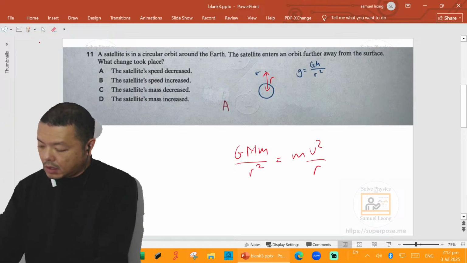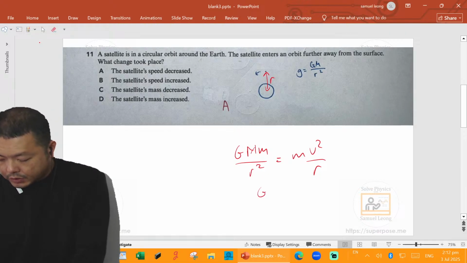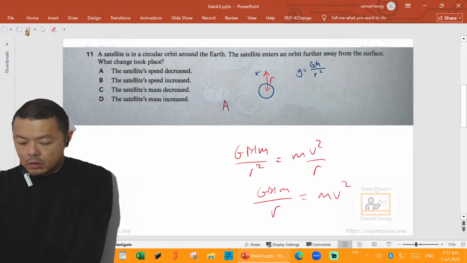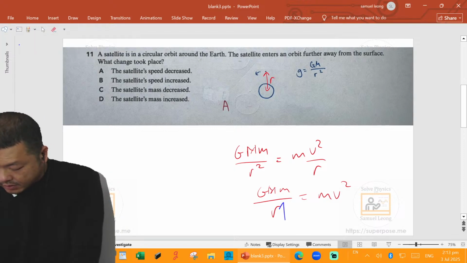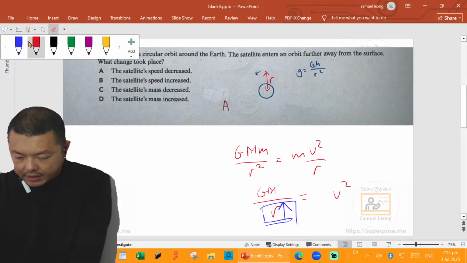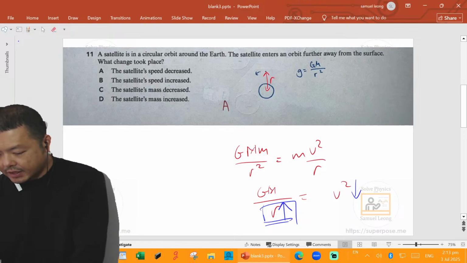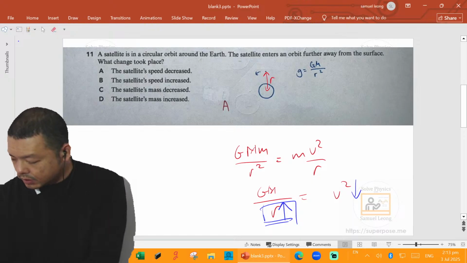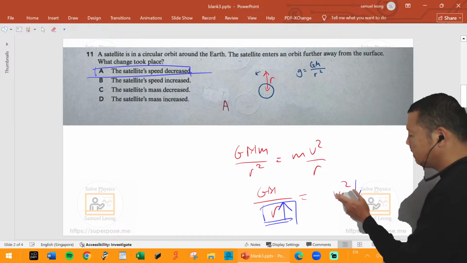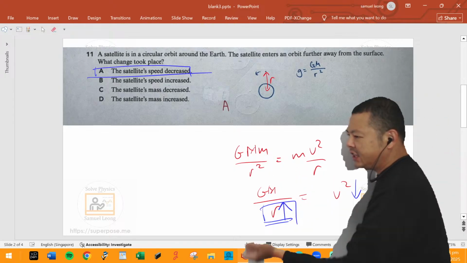Okay. So if you rearrange it, basically you get GMm over R equals to mv squared, right? So if the orbital radius increases, the m cancels out anyway, so the velocity will decrease. I mean the mass obviously doesn't change, so it's either the speed increases or decreases. So the speed here will decrease. So A is the answer. Okay? Yeah, you should be able to do this. Do you understand this equation up here? That's Fg equals Fc, yeah?